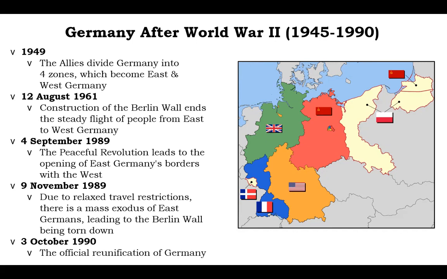2 months after the border opens, the Berlin Wall is torn down, leading to a mass exodus of Germans seeking the better financial prospects of the West. And roughly 11 months later, West and East Germany are again united as the Federal Republic of Germany.